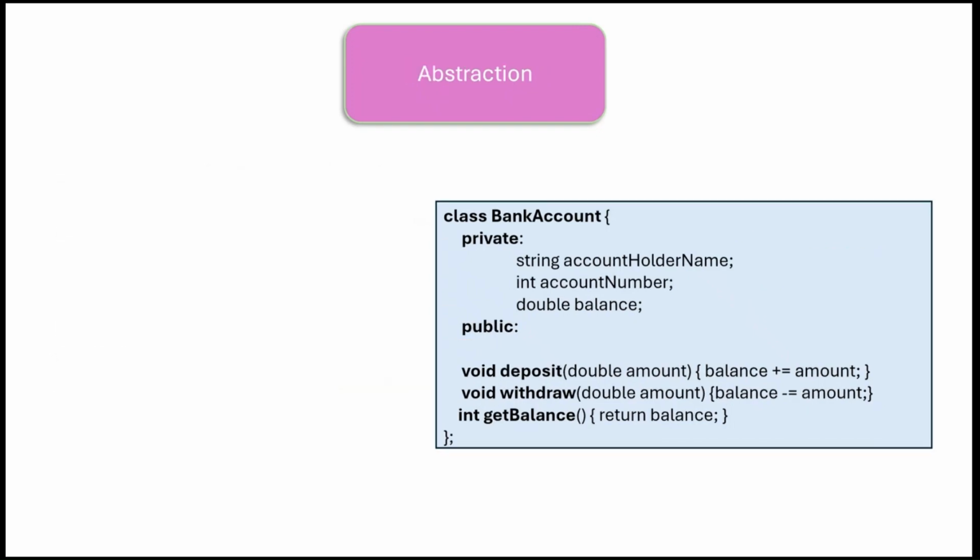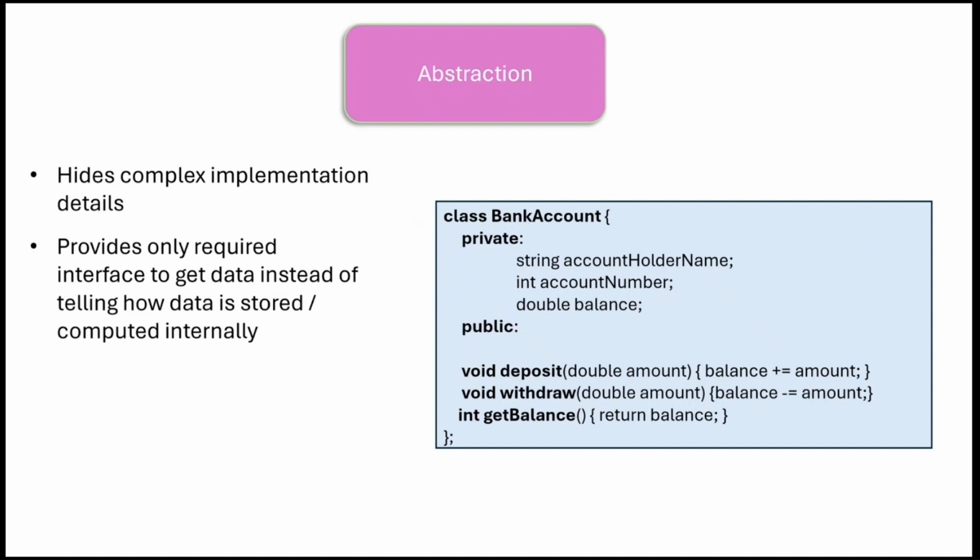What is abstraction, right? Abstraction basically hides the complex implementation details. That is the difference between abstraction and encapsulation. Encapsulation works on data hiding or providing security to data, but abstraction basically hides the implementation details or the complex logic details, right? It will just provide you an interface to get the data instead of telling how the data is stored or computed internally, right?